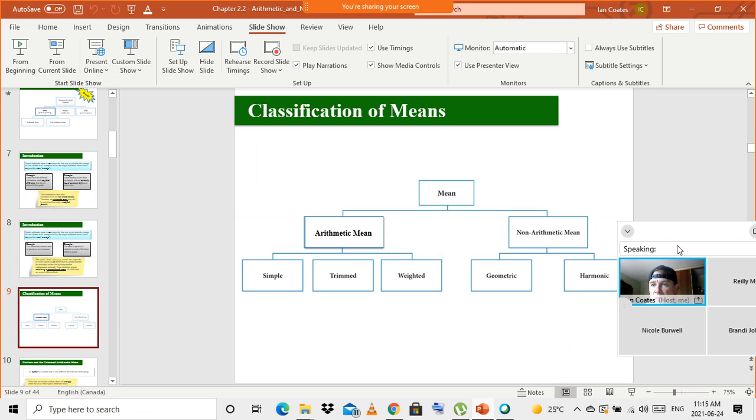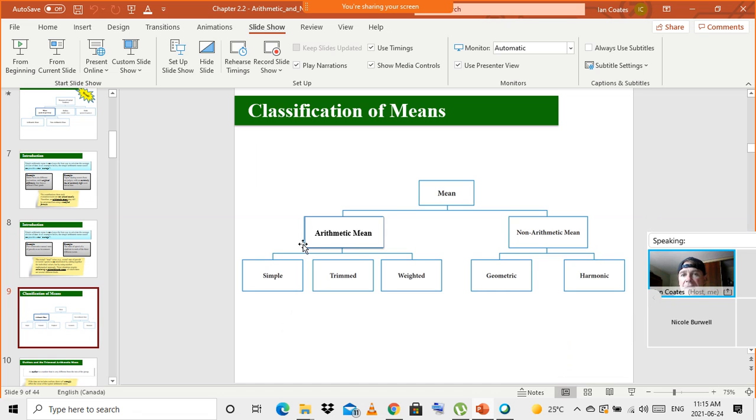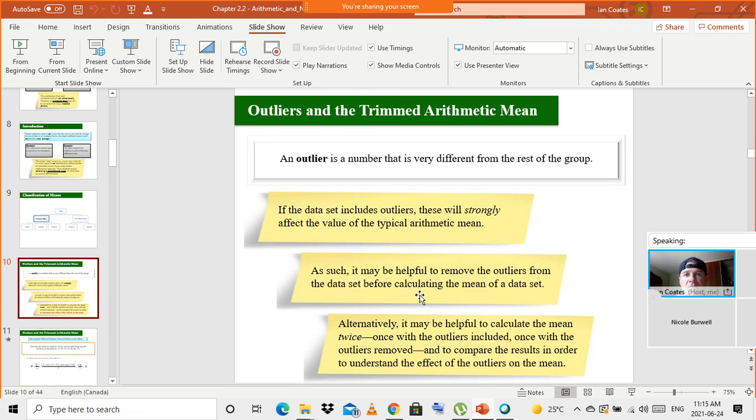So this is what we're going to be talking about here. There's your arithmetic mean. We're going to be talking a little bit about the simple mean, a trimmed mean, and the weighted mean. Easy peasy. And then we've got the non-arithmetic mean, where we're going to get into some little formulas. But again, they're not bad. I've got a little bit of a math review there for you guys, so rock and roll.